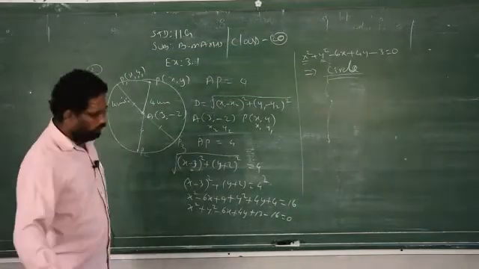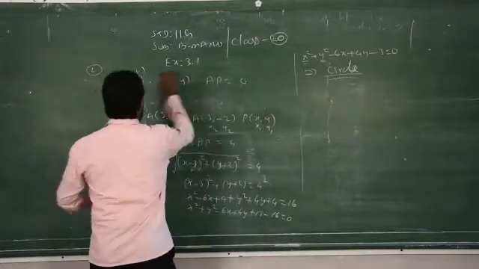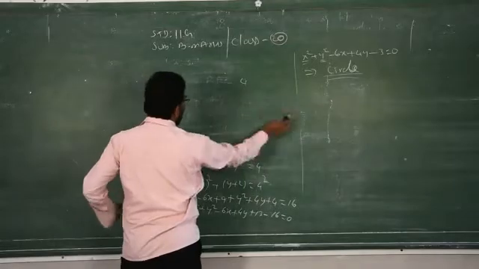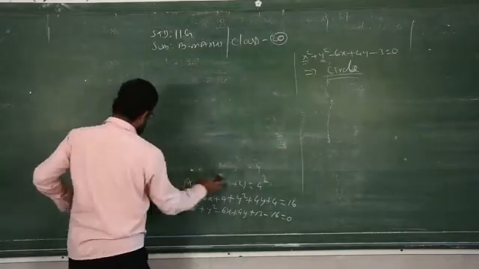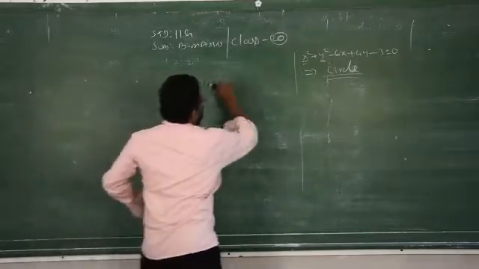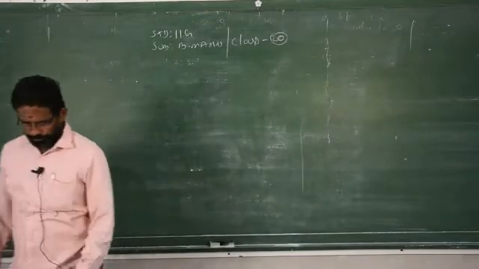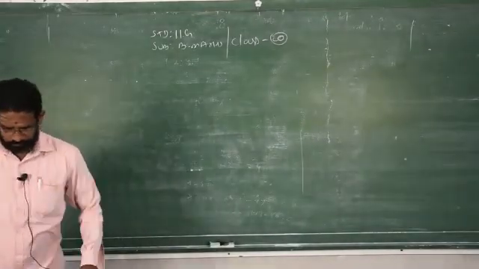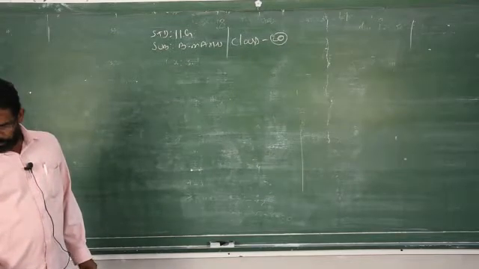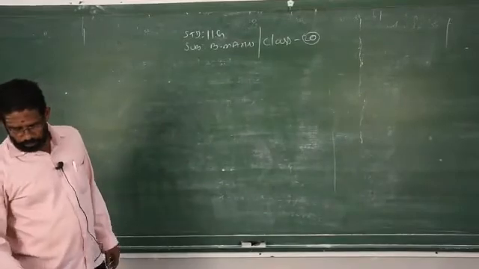Now question number 3. Very simple. The only thing is you have to work it out. The problems are very simple. Only the distance formula. Now question number 3. If the distance of the point from the points 2, 1 and 1, 2 are in the ratio 2:1, then find the locus of the point.